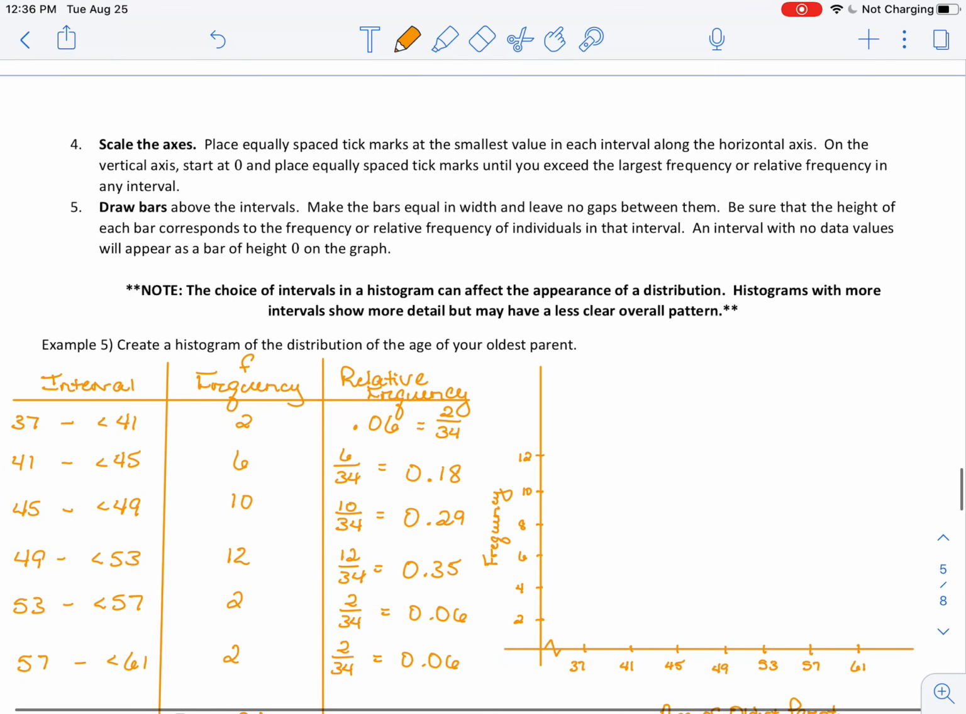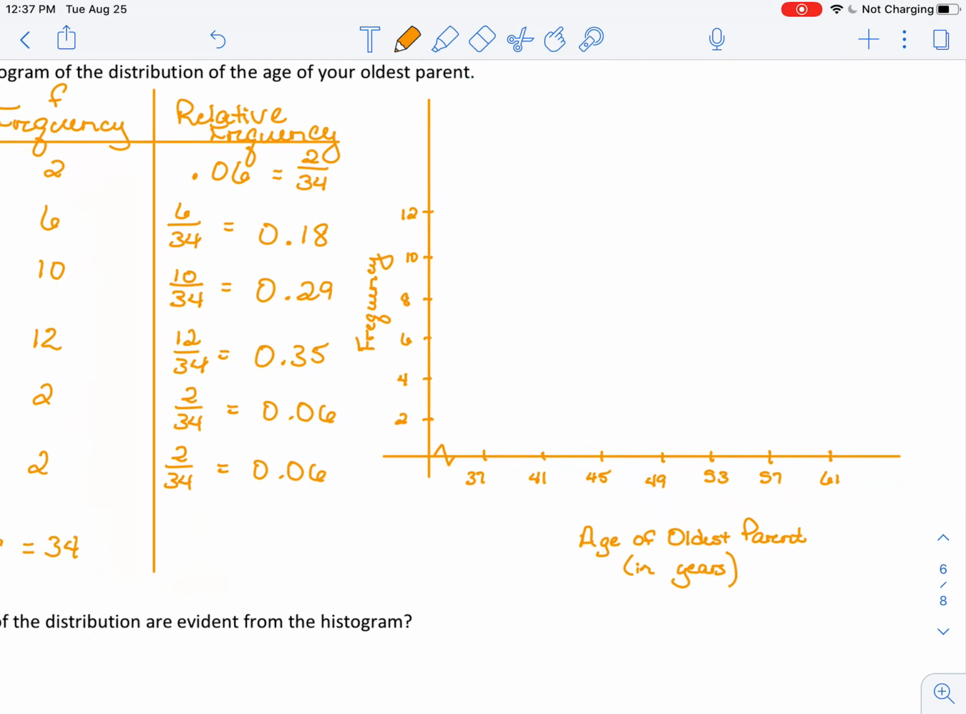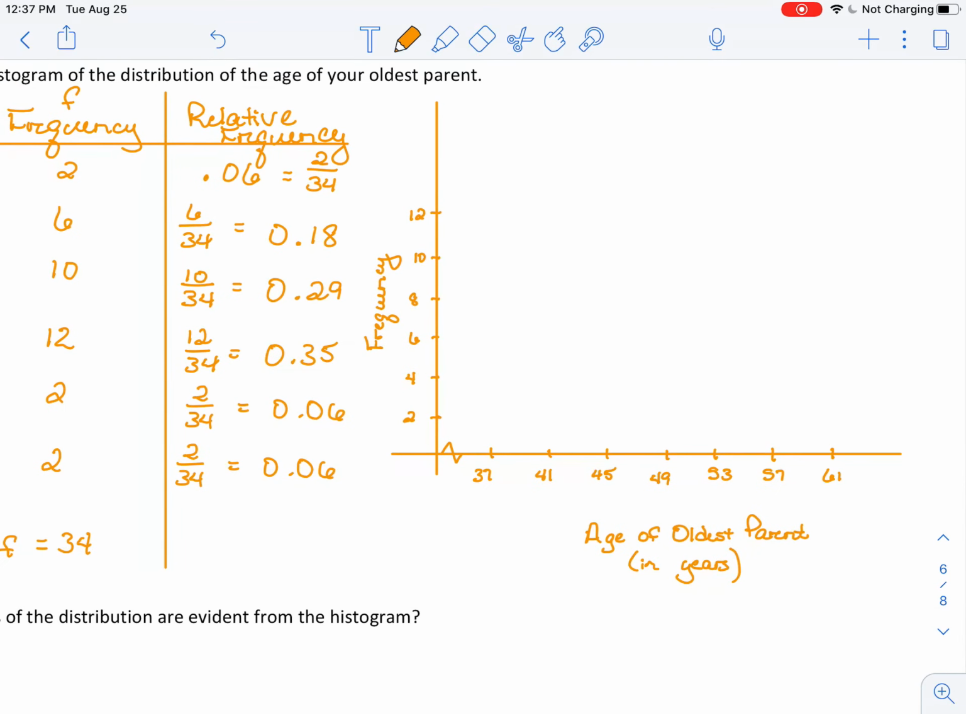So we've got our axes labeled. We have equally spaced tick marks. And now we're just going to draw the intervals. We're going to make the bars so that they have no gaps, because a gap is saying that there was nobody in this group, and we never said that there was nobody in a group. So I don't want to have gaps in the bars. So I'm going to have my first bar have a frequency of 2. So attempt to make it look like that. My second group is supposed to have a height of 6.